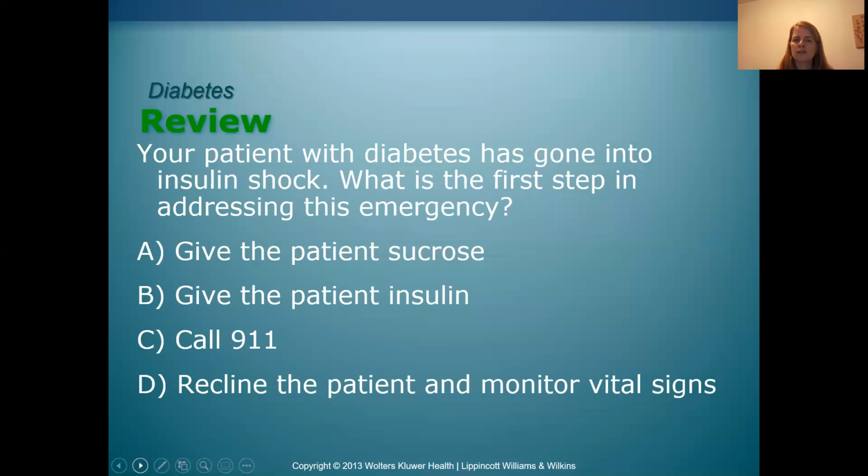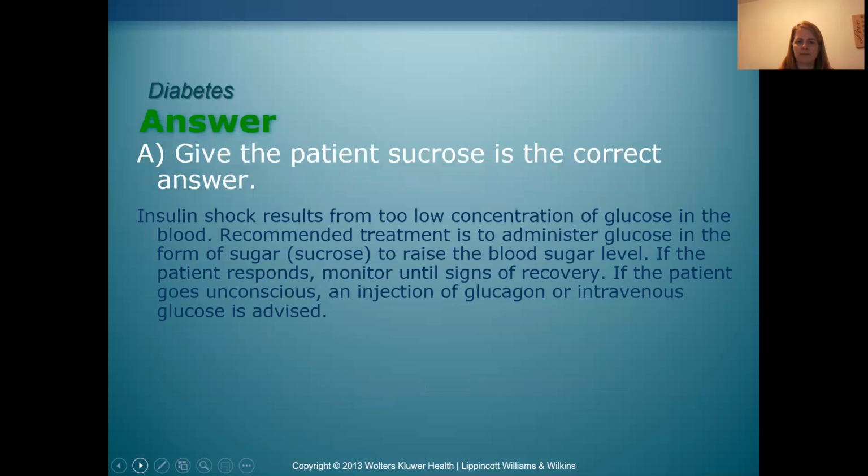Your patient with diabetes has gone into insulin shock. What is the first step in addressing the emergency? Give sugar. When in doubt, give sugar. Insulin shock is too low of blood sugar. So giving sugar to increase that level is the first thing you would do.